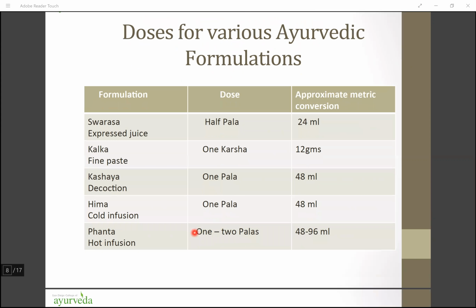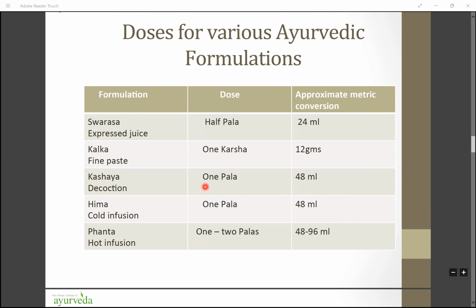Now, this is the basic dosage that different formulations have. Swarasa is the fresh extract of a medicine. That is half pala. Half pala is approximately 24 ml. That is what you would give. Kalka is a fine paste. So the paste will be about 12 grams. This is a general dosage that you give.